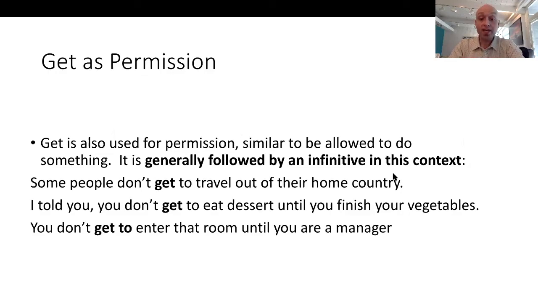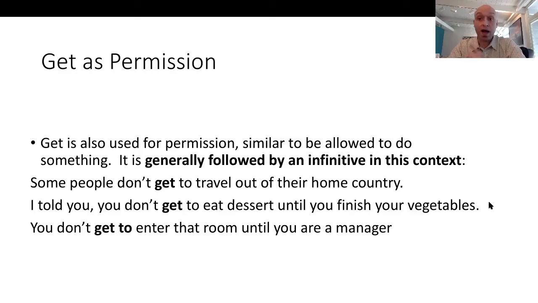Some people don't get to travel out of their home country. Pode ser que o governo tenha um passaporte ou simplesmente não tem passaporte, não tem como. Então, eles don't get to sair do país deles.